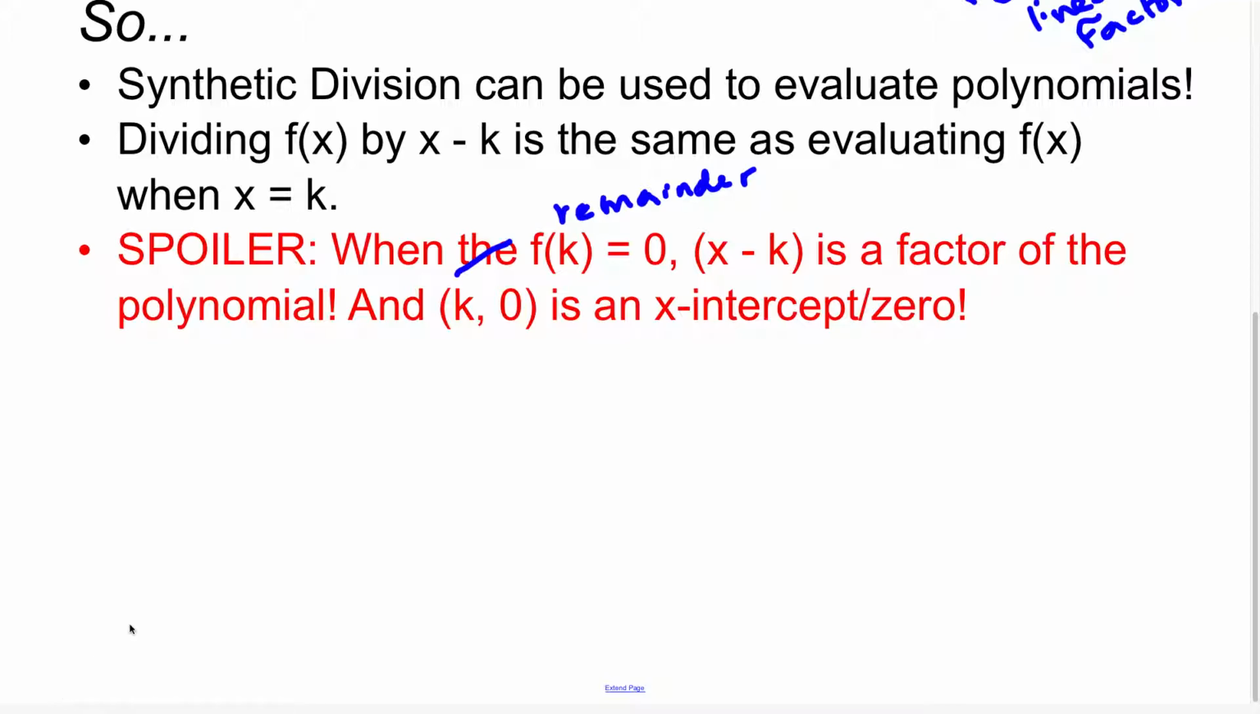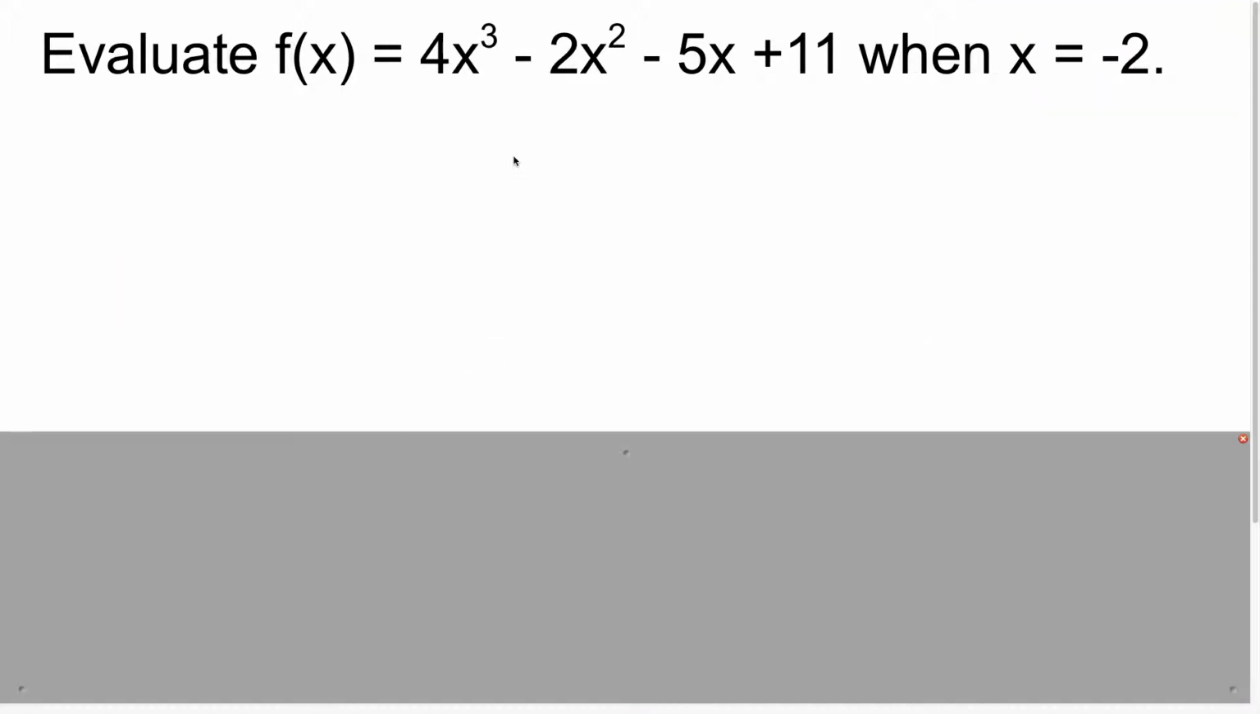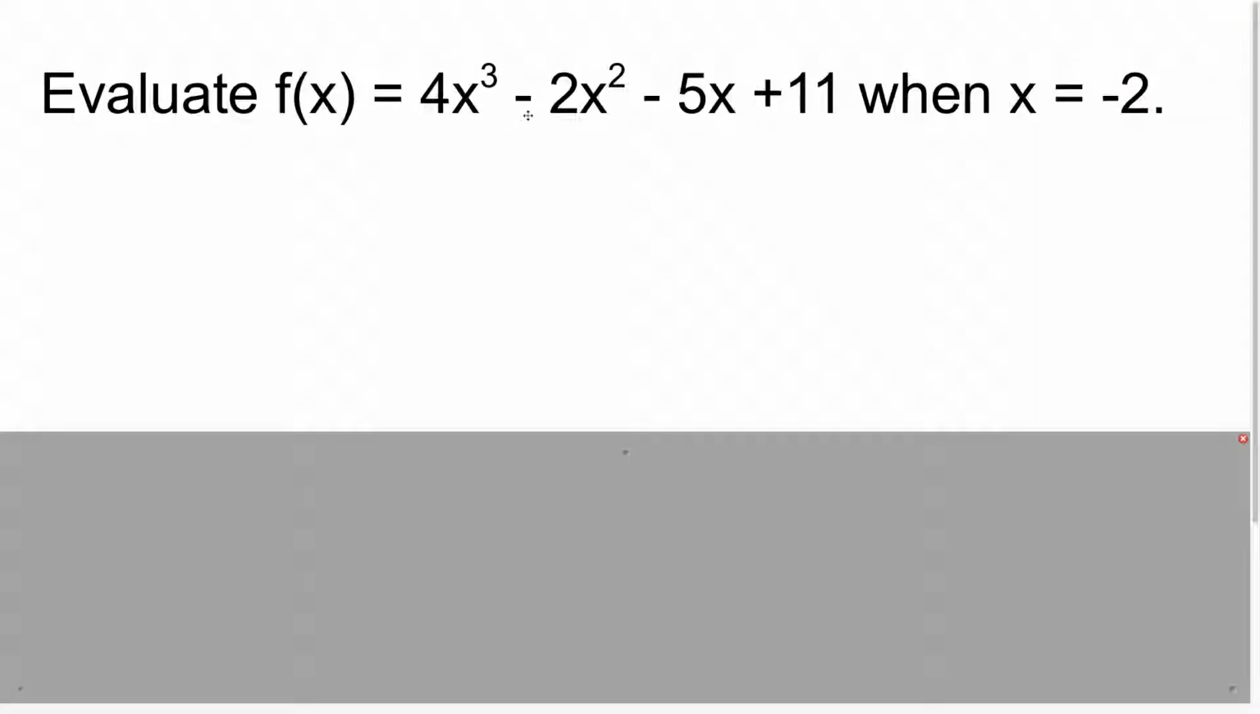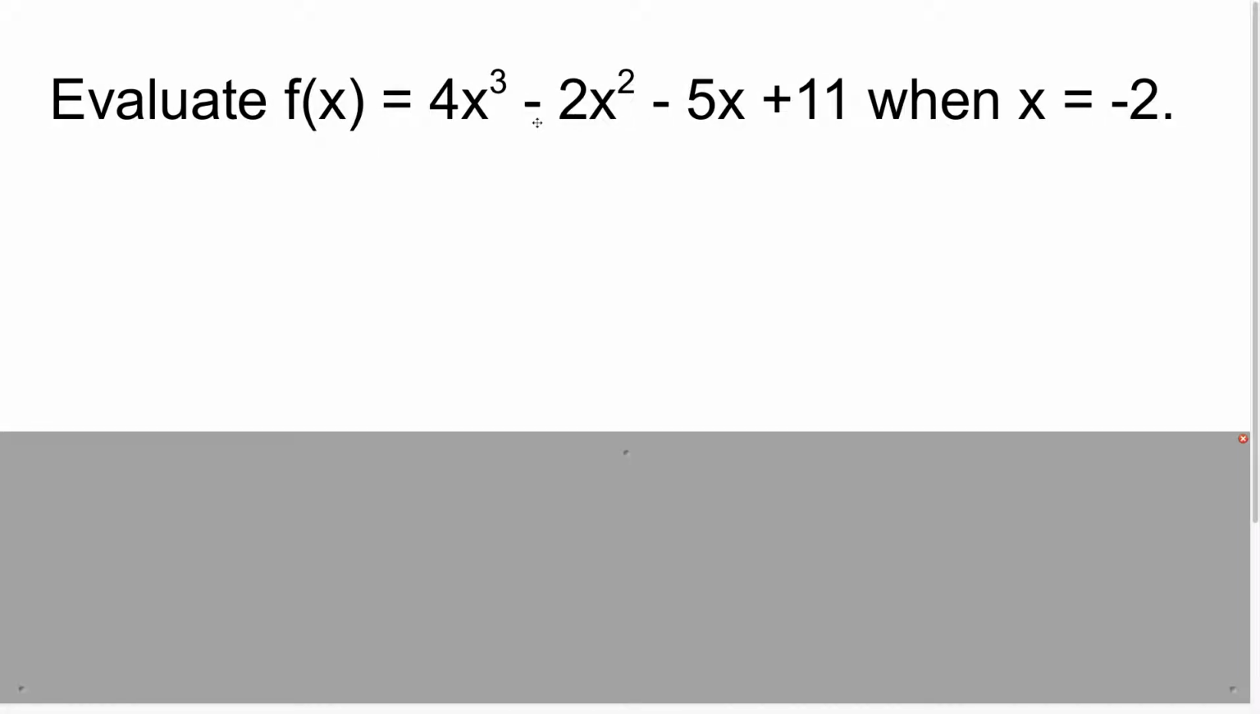Okay, so let's do some examples so we can see how this works. Pull this down so you can see it better. These are going to be like the first few problems on your homework assignment. I would say this is pretty basic once you understand what the remainder theorem is asking you. It says evaluate f of x, which is 4x cubed minus 2x squared minus 5x plus 11 when x equals -2.